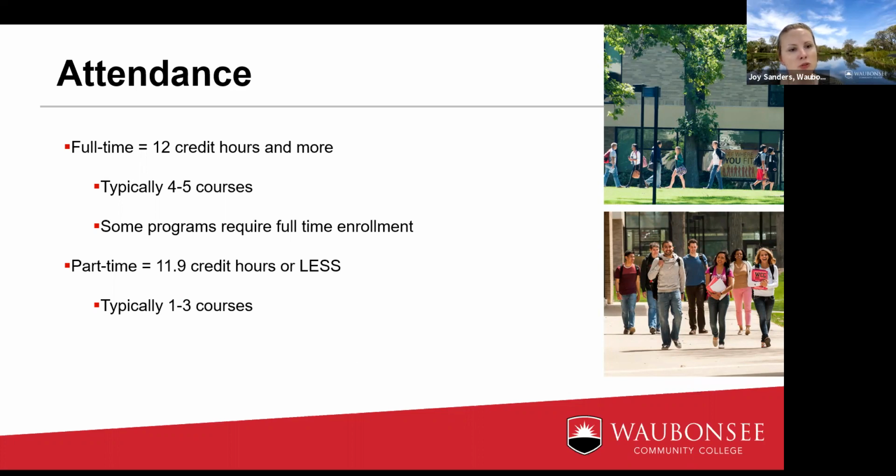The overwhelming majority of courses are at 3 credits apiece. We do have a couple that are 4 and a couple that are 1, but by and large, credits will be 3 apiece per class. Part-time is going to be anything below that. So if you're at 11.9 credit hours or less, we're going to categorize you as being a part-time student.